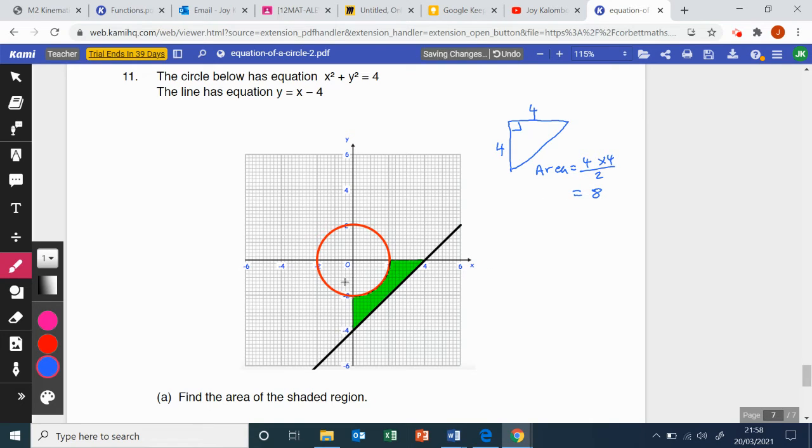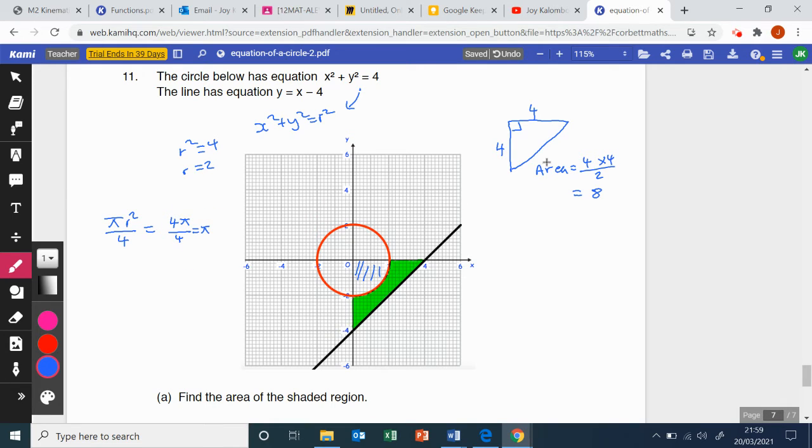Okay, then we need to work out the area of the quarter circle. Well, circles have equation x squared plus y squared equals r squared. So that means that r squared is equal to 4, which means that r is equal to 2. So the radius is 2. So therefore, the area of this section is going to be pi times r squared divided by 4, because it's a quarter of a circle. And r squared is equal to 4, so that's 4 pi over 4, which equals pi.